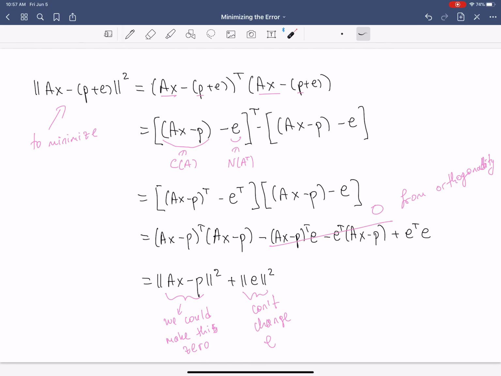So we could make this 0 by taking x hat so that A x hat equals P. Okay, that's the point. We can choose an x, we cannot choose how the vector b splits into a part in the column space and a part in the left null space.